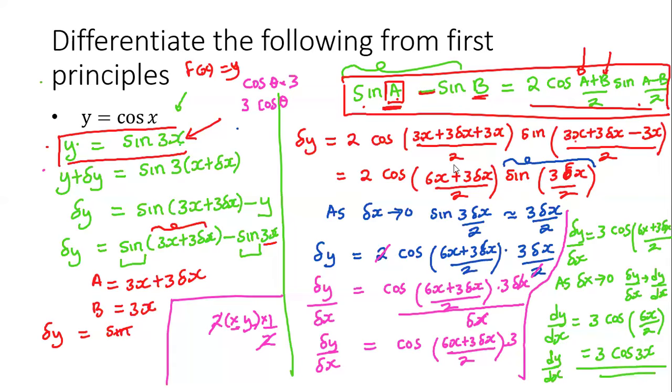Okay, some are still confused. Susie, come again. You are confused on how you obtained the answer. How did you obtain 3 cos 3x? From which point did you get lost? The last point.